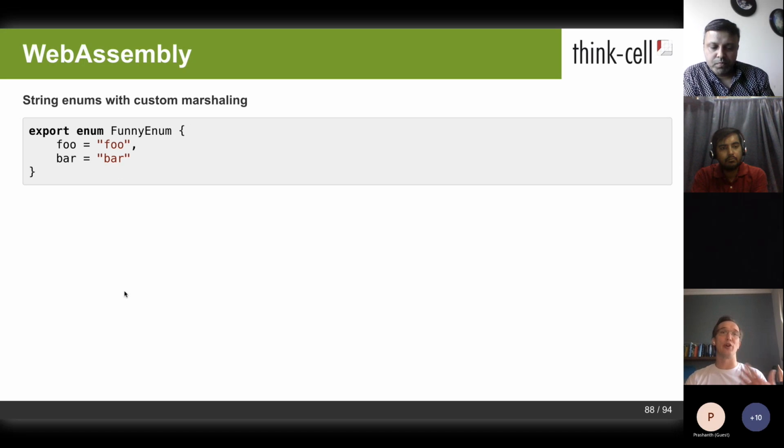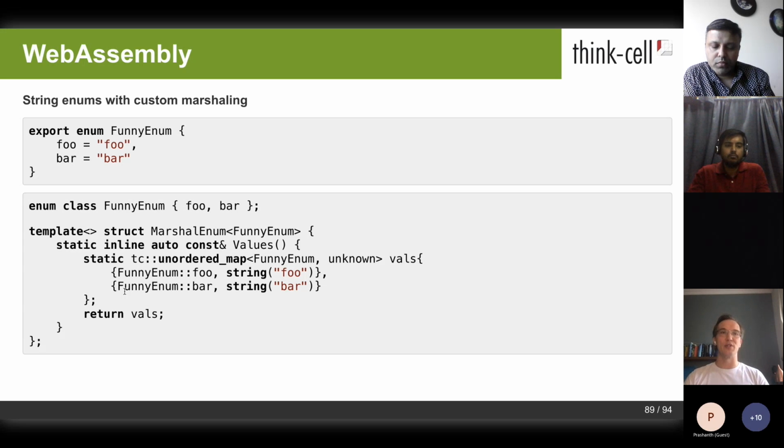TypeScript also supports enumerations that have string values or that can even be mixed string, double, integer values. And that's something that C++ does not support. We support that in a slightly different way. We have a lot of customization points, so to speak. We translate that into a standard C++ enumeration, funny enum here.